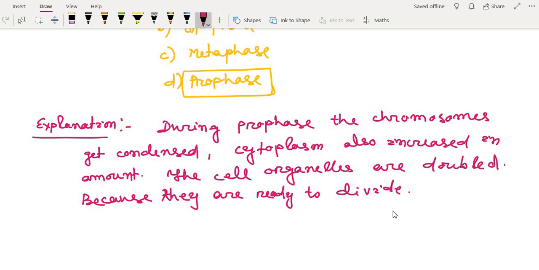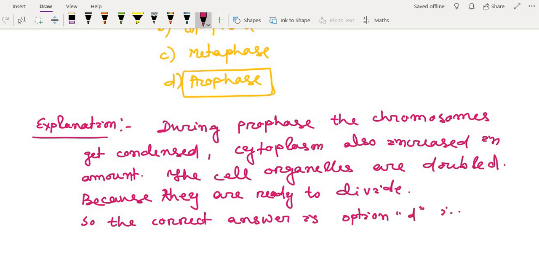Then prophase I is the first stage of meiosis, and prophase is the first stage of mitotic cell division. So the correct answer is option D, that is prophase.